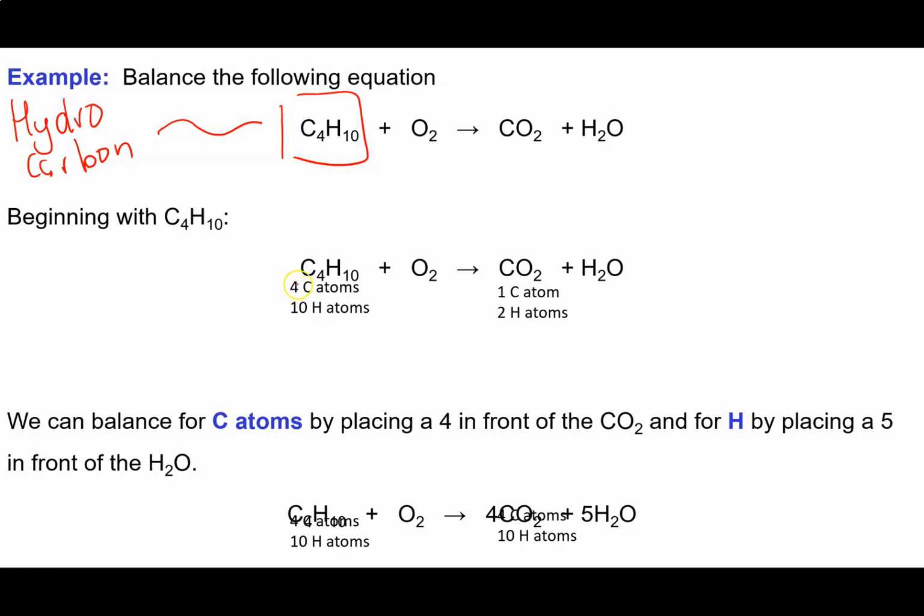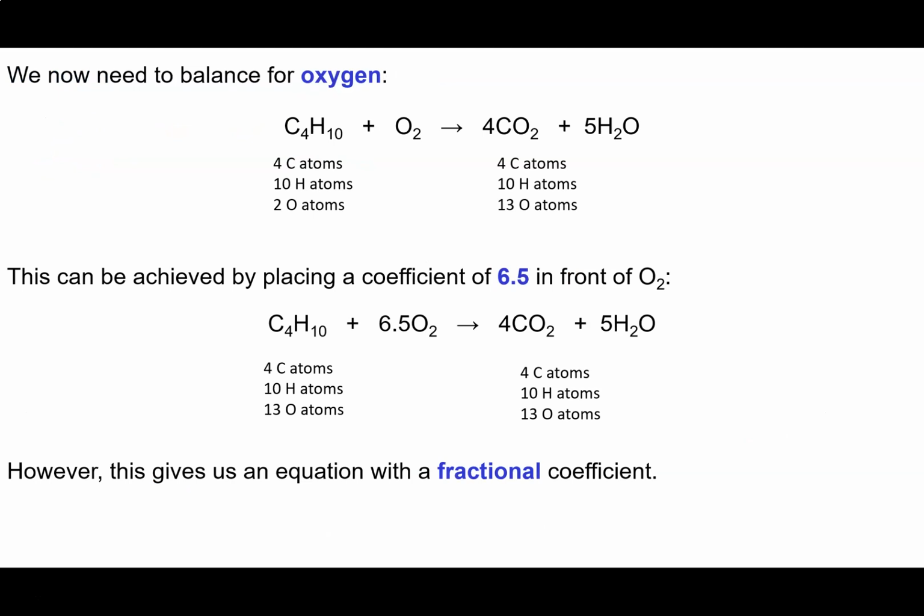So I can see here that in C4H10 I've got 4 carbon atoms and 10 hydrogen atoms. Then I look on the other side and I see that I have 1 carbon atom and only 2 hydrogen atoms. So I'm going to need 4 lots of that, aren't I? And then I'm going to need 5 lots of that. So I balance for carbon by placing a 4 in front of the CO2, and I balance for hydrogen by placing a 5 in front of the water. And so it looks like this at this point, and everything in the C4H10 is balanced. So now I can move on to my O2.